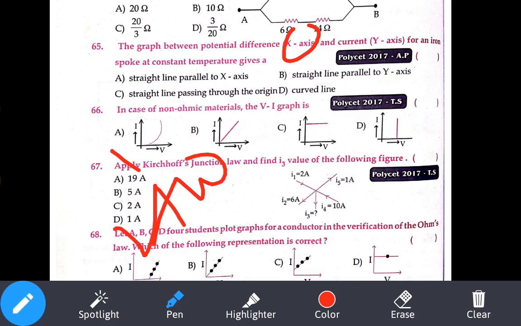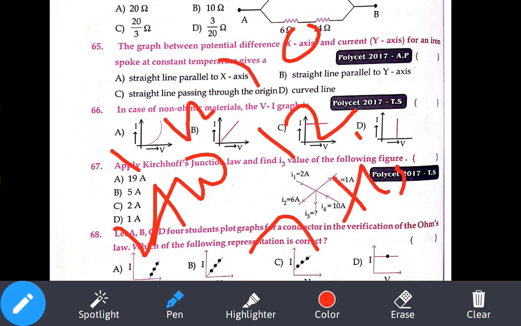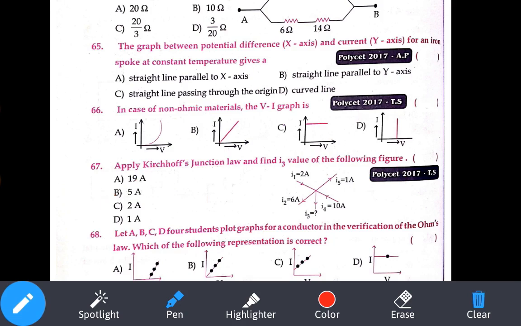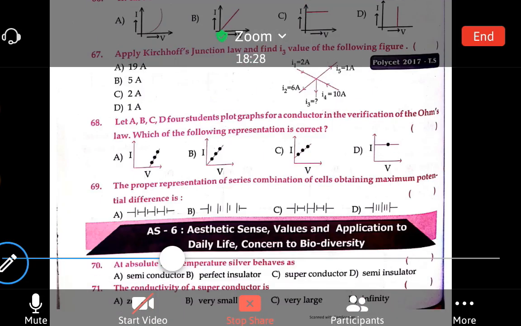So 12 is equal to 6 plus 1 is 7 plus I3. We want 12 minus 7, how much? 12 minus 7, 5 is our answer. Now let me drag upwards.